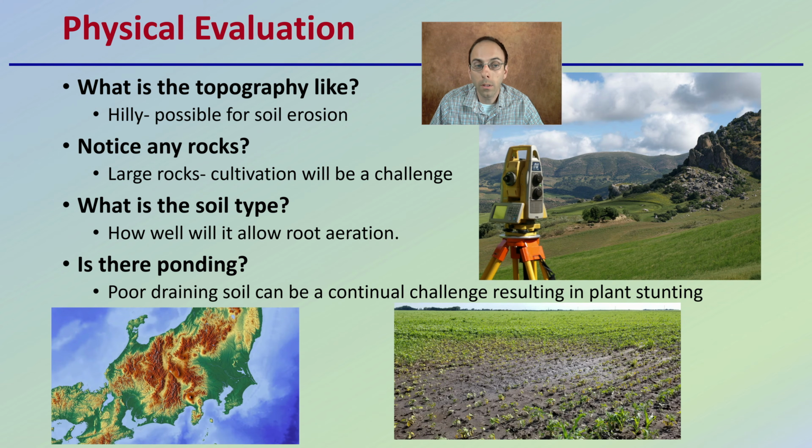Also, do you know what the soil type is? How well will it allow root aeration to occur? And is there any ponding that you notice in any areas? Poor drainage can be a continual challenge and result in plant stunting, clearly as we see here in this field. Now, if it's one little pocket, one little area, no problem. But if you see a lot of this occurring, that could be a red flag.